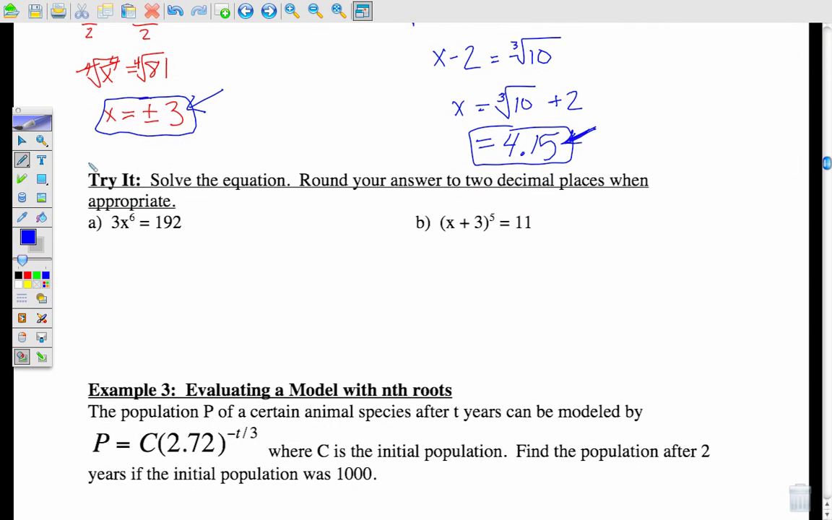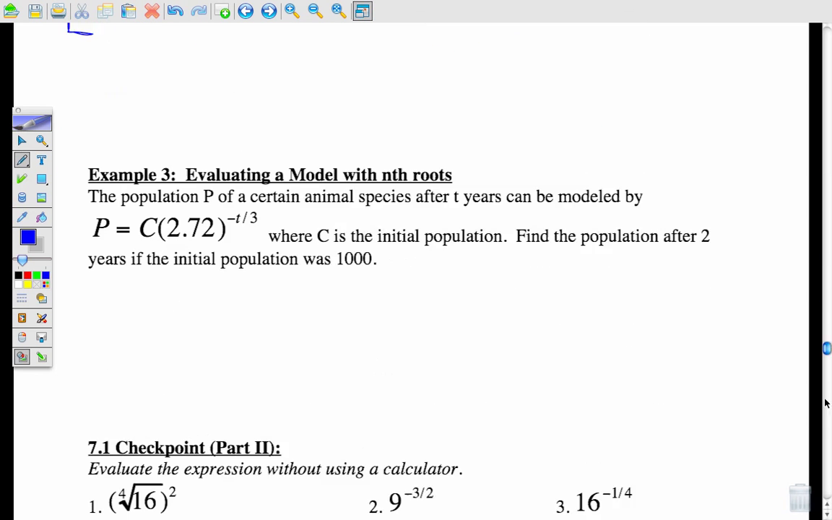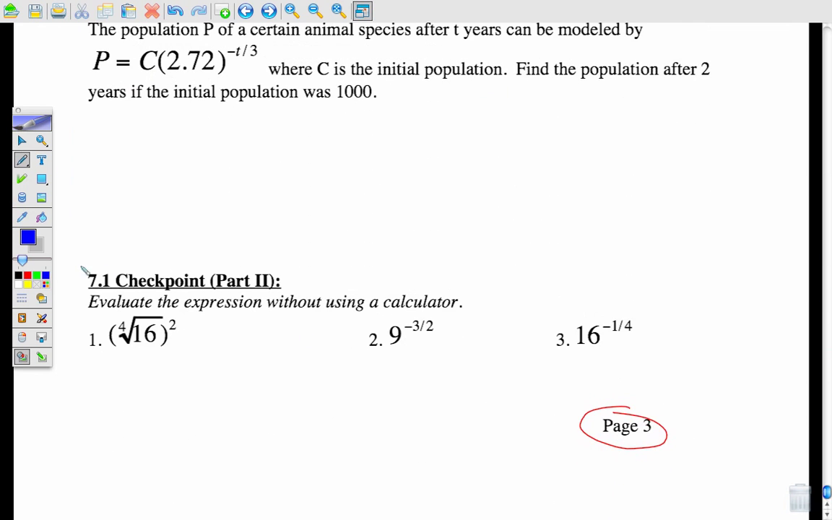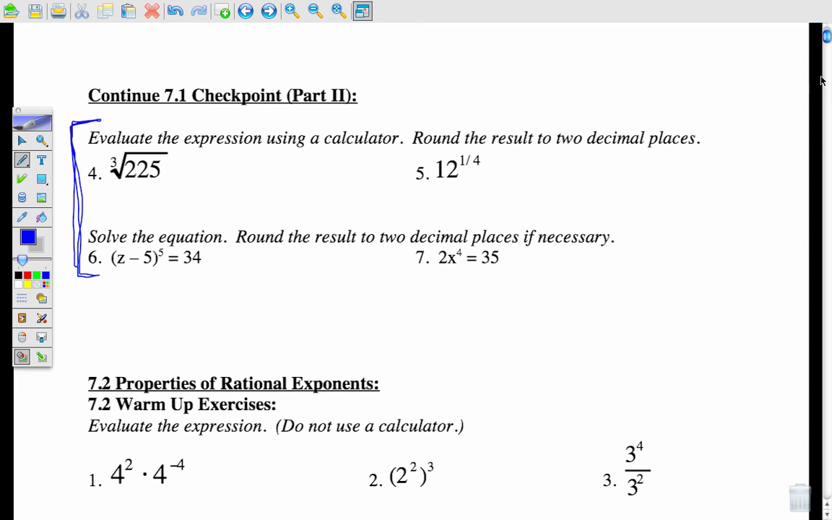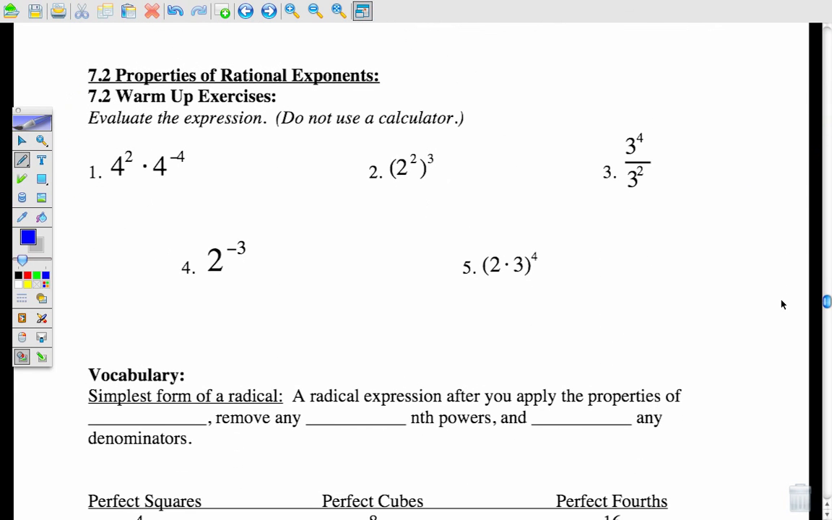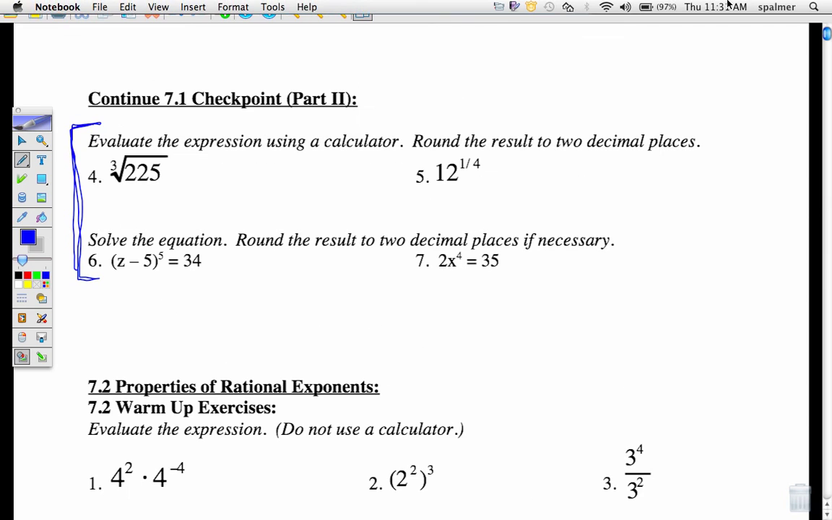So here's what I want you to do. I want you to try these 2 try-its. I'm going to put the answers on my website as well. And then also, if you scroll all the way down on the bottom of page 3, I want you to try this 1, 2, and 3 checkpoint, as well as this 4, 5, 6, 7. I'm going to put those answers online as well. The next video will be dealing with 7.2, more properties of rational exponents.